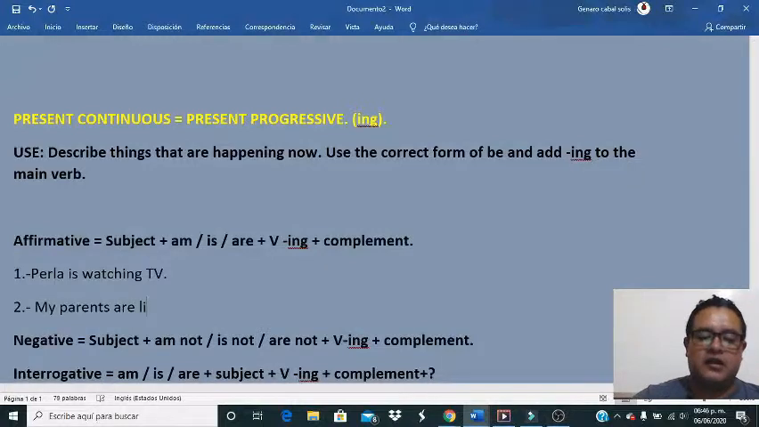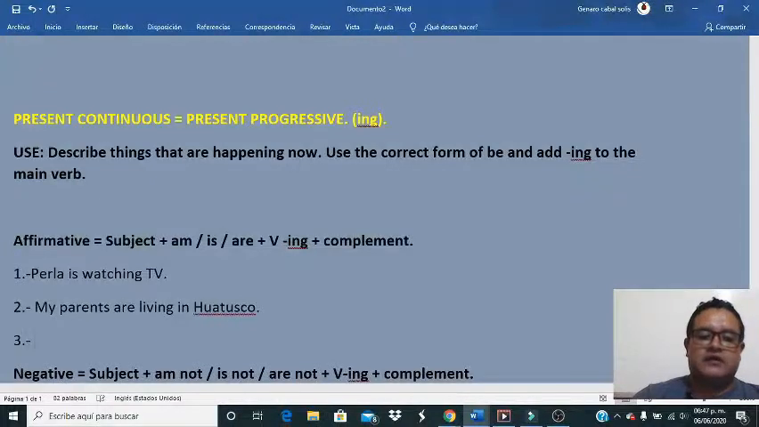My parents are, live is my verb. Vamos a poner como verbo el verbo live, vivir. My parents are live. I have to add ing form. Tengo que utilizar la forma ing al final del verbo. When my verb finishes in letter E, cuando mi verbo termina en letra E, I have to erase it. Tengo que borrarlo and add the ing form y agregar la forma ing. My parents are living in Huatusco. Okay? Mis papás están viviendo en Huatusco.